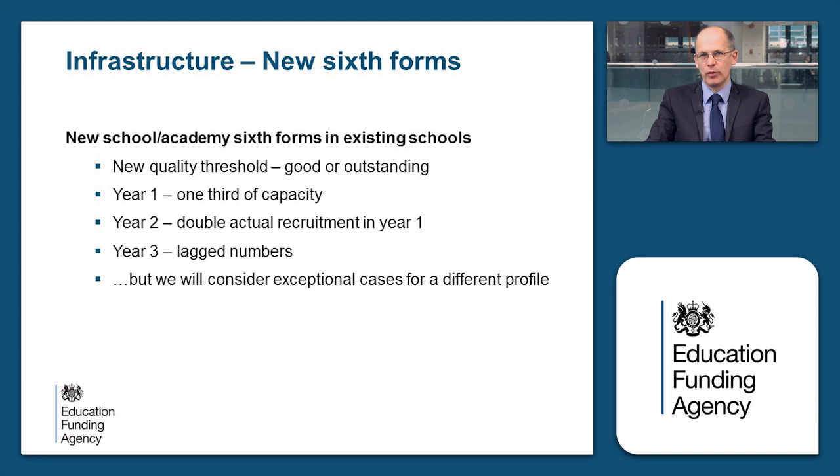Once a sixth form has been approved, the numbers funded will follow a standard approach as the institution builds up its numbers. In year one, we will normally fund a new sixth form based on 1/3 of its overall planned capacity. In year two, we will then fund that sixth form for twice the number actually recruited in year one. And then in year three, we will fund them based on the lagged approach.